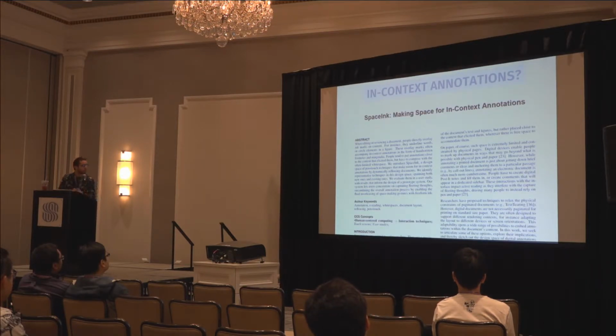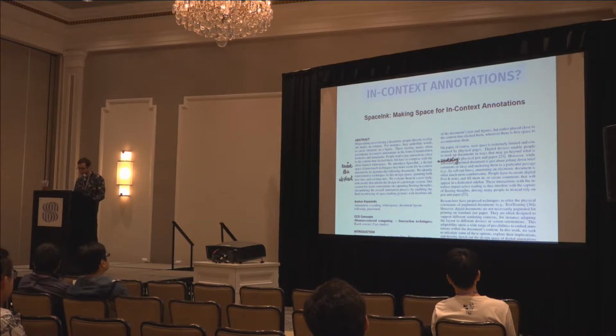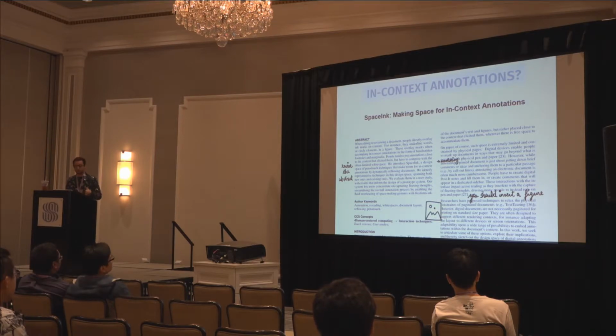So in this project, let me tell you what we call in-context annotation. In-context annotations tend to be close to the content that elicited them. They usually take the form of handwritten footnotes, marginalia, sketches, and tend to be as close as possible to the content. Unfortunately, users always have to compose with the often limited space when commenting or annotating sentences, words, or paragraphs.